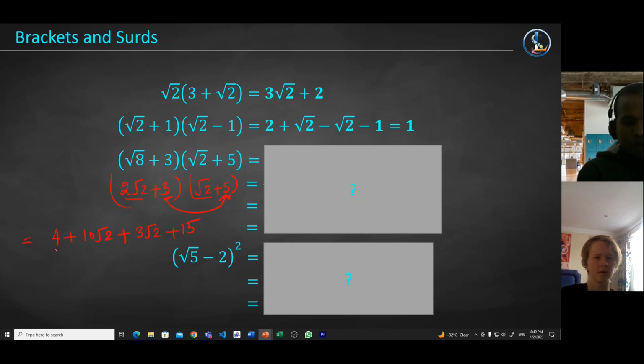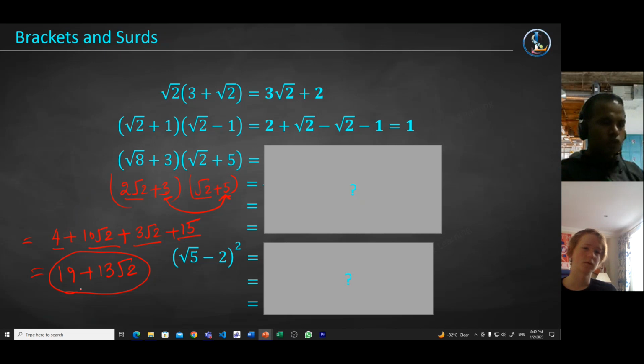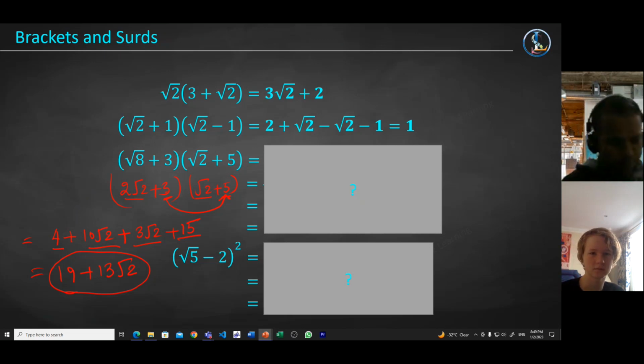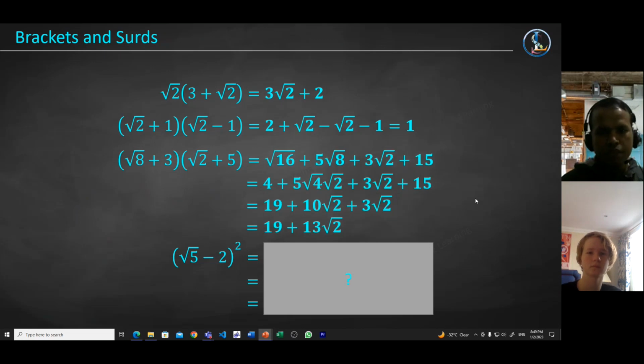Now we will go with the like terms, integers with integers and irrational numbers with irrational numbers. So 15 plus 4 is 19, and 10 plus 3 is 13 square root 2. So your simplest form is 19 plus 13 square root 2. Okay, can you do the last one?